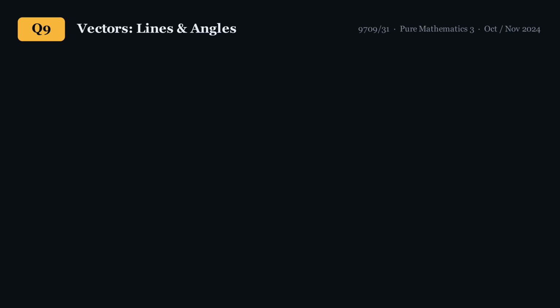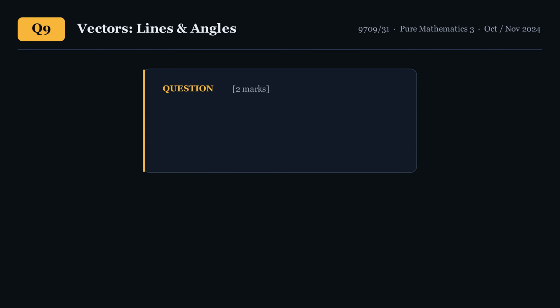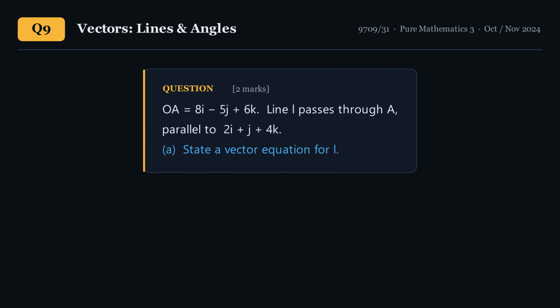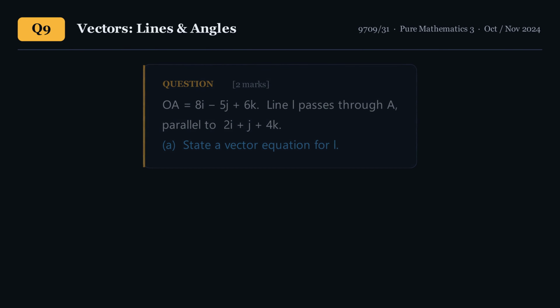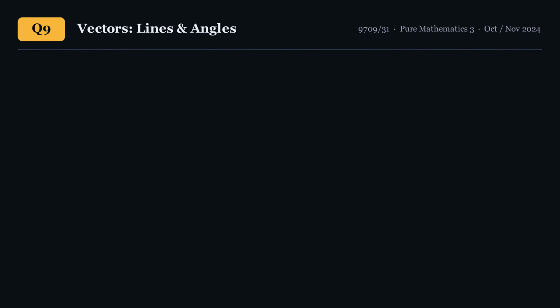Vectors, lines, and angles. OA equals 8i minus 5j plus 6k. Line L passes through A, parallel to 2i plus j plus 4k. Part A, state a vector equation for line L. Now let's work through the solution step by step. Write the vector equation of line L.